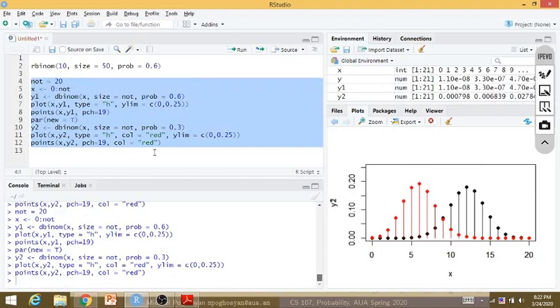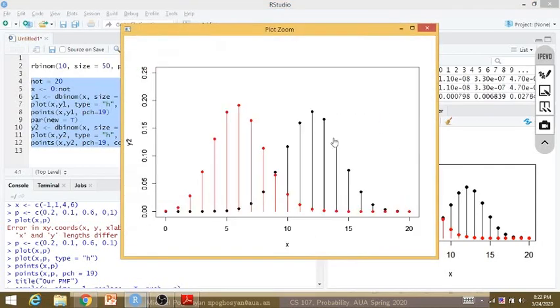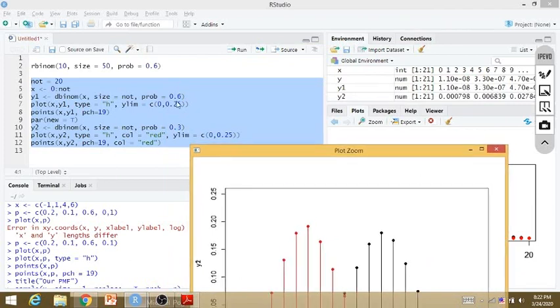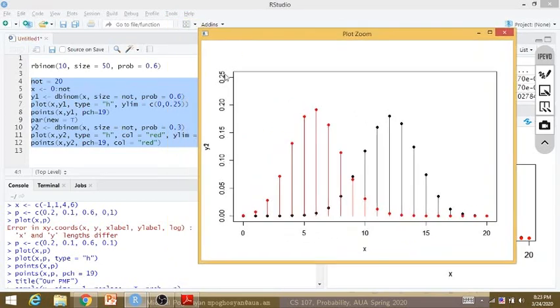Okay, Control Enter. Now I have that picture. You can see that the red one was for 0.3 probability of success, and the black one was for 0.6 probability of success. So if the success probability in one trial is 60%, 0.6, then the probability that the number of successes in 20 trials will be 5, say, is small.